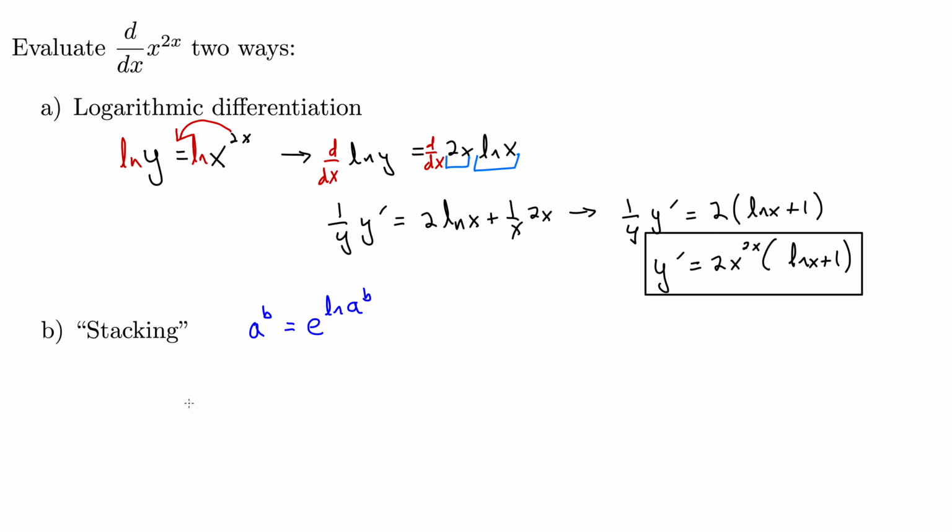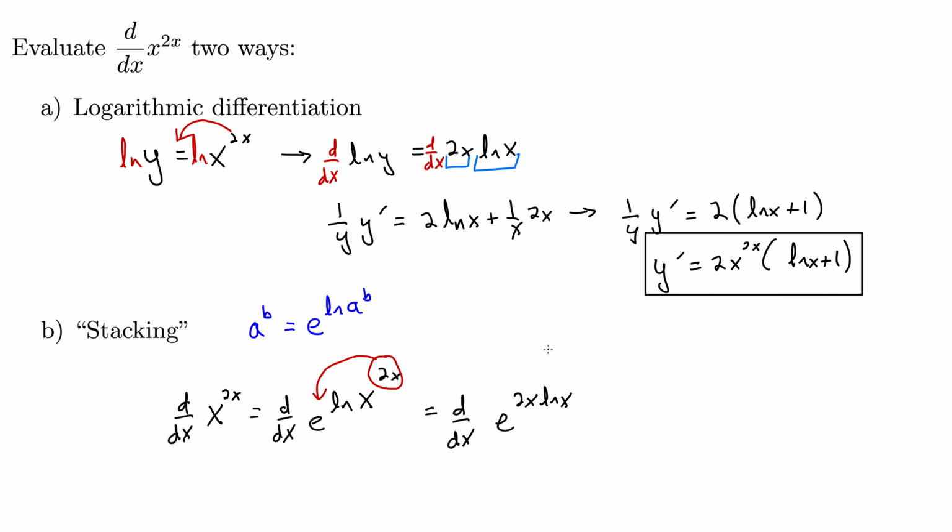Okay, so we're taking the derivative, d by dx, of x to the 2x. Now I'm going to rewrite this as d by dx of e to the natural log of x to the 2x. Well, the good news is now our 2x comes down to the front of the natural log, but not down in front of the e. This is the properties of logarithms again. So here we have still the derivative. We haven't taken the derivative yet. e to the 2x natural log x.